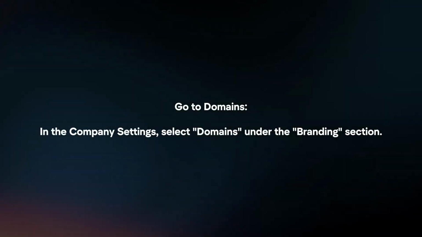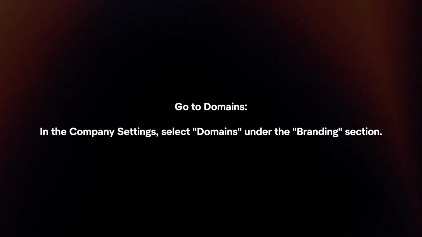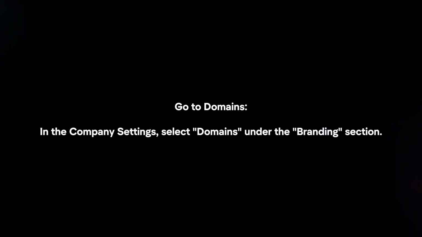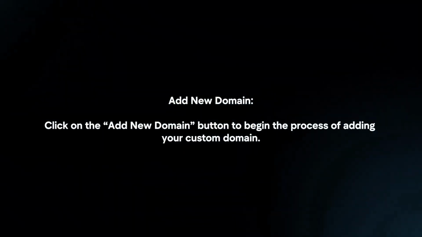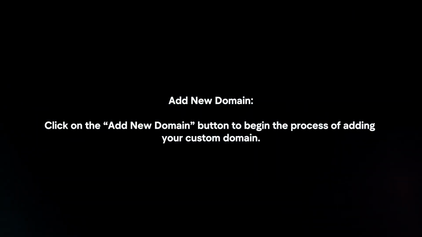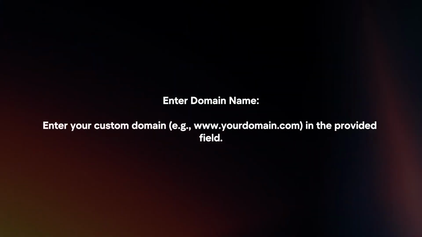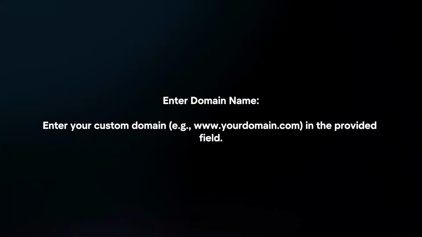Go to Domains. In the company settings, select Domains under the branding section. Add new domain. Click on the Add New Domain button to begin the process of adding your custom domain. Enter domain name. Enter your custom domain in the provided field.